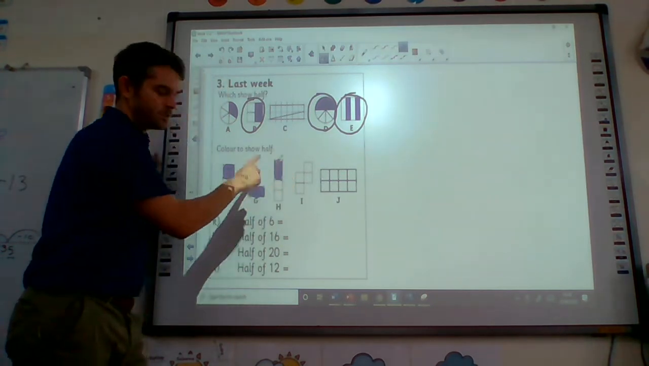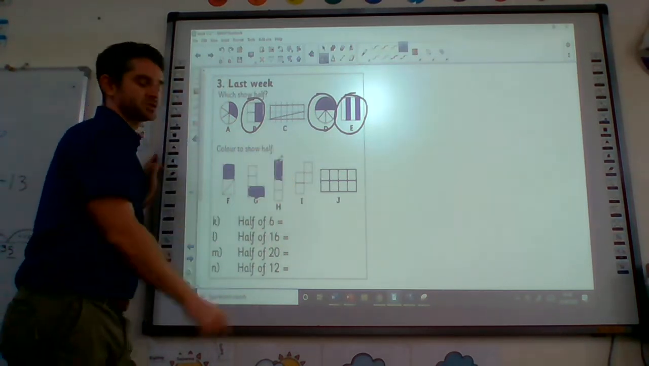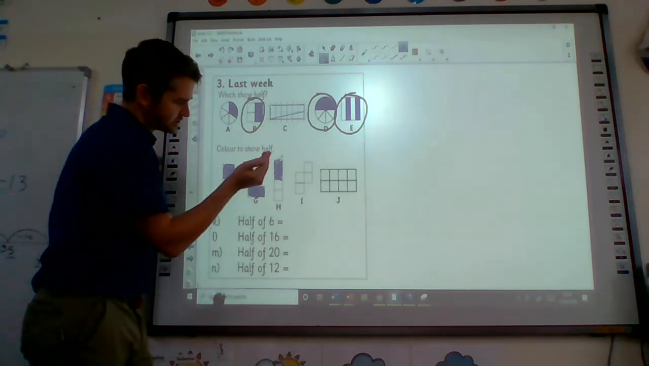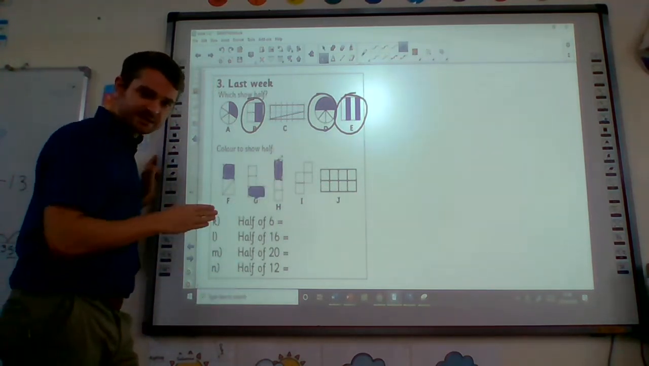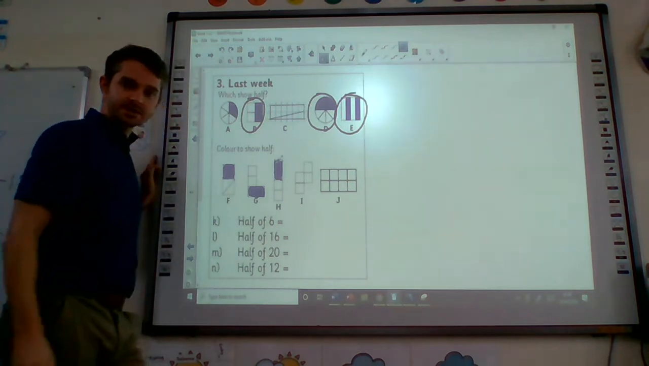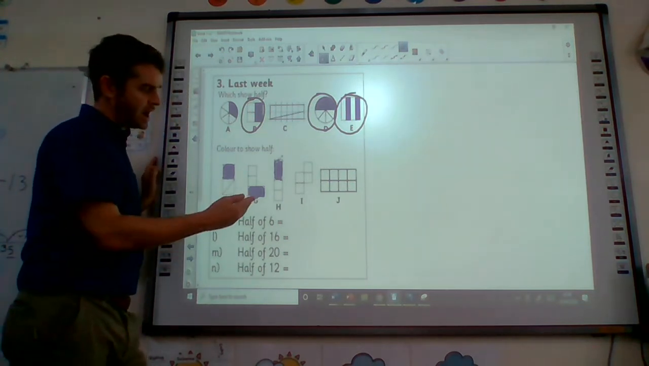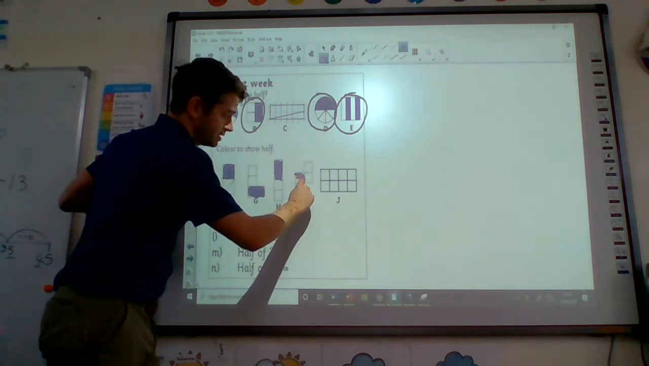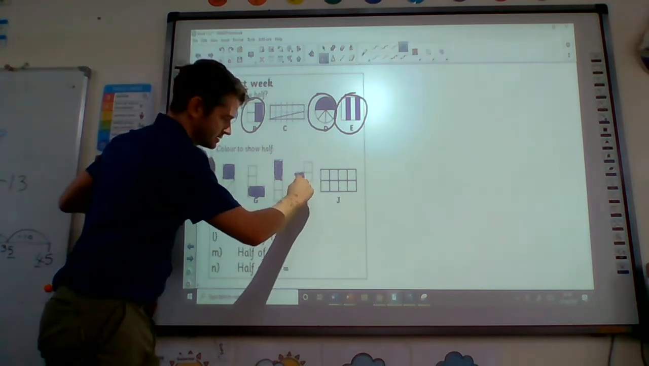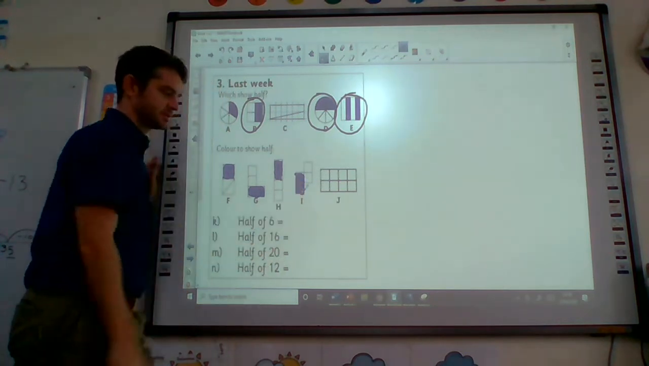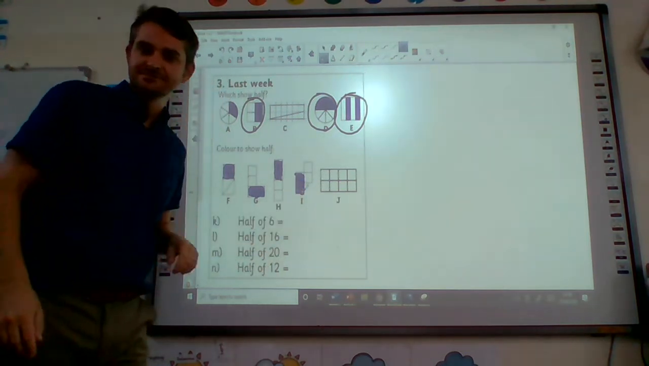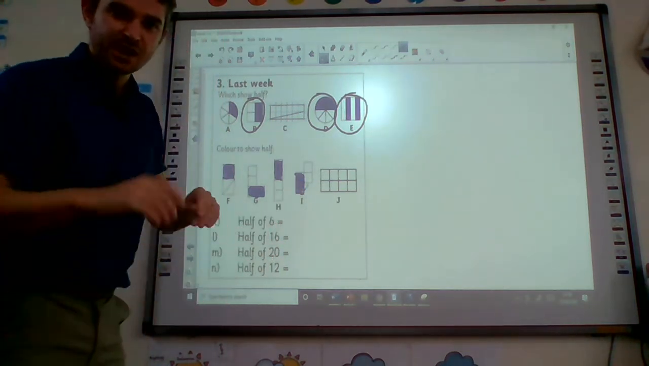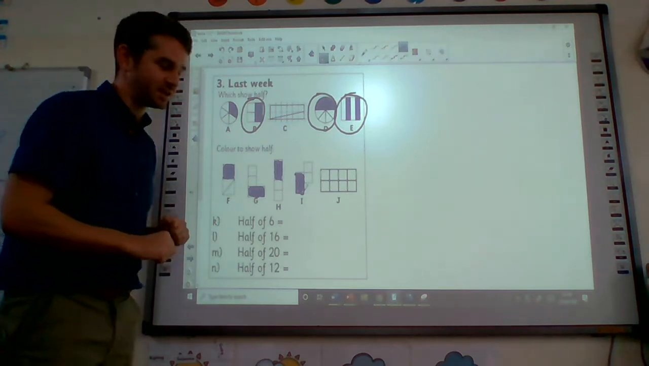Lots of people find funky ways of doing this, like the top one and the bottom one. I find it much easier to look at this shape and see that it's half if I've done 2 squares together. I, exactly the same, just colour in 2. I'm going to use these 2 here to show half. The last one, I changed it on the last one. I wanted to see who was awake on this Monday morning.